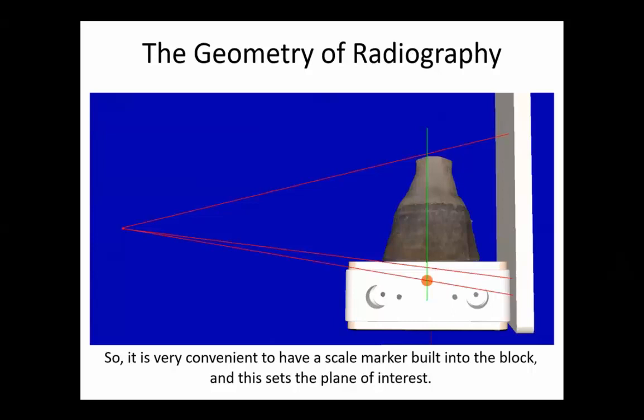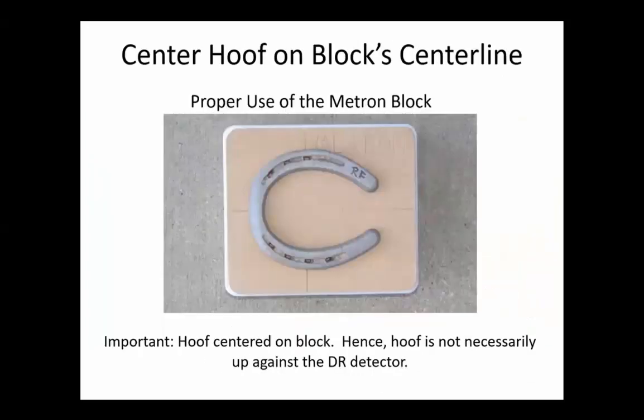And what we do is we put it right at the center line of the block. So your job is to stand the horse with its hoof centered on the center line of the block, and that sets the plane of interest. The plane of interest is this green vertical line that I've drawn, and any measurement we want to make will be accurate in that plane. So your job is to stand the horse on the block. That's the hardest part of this whole deal.